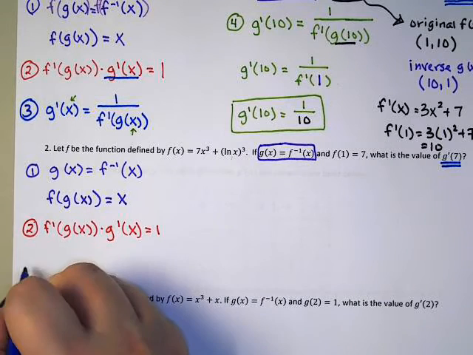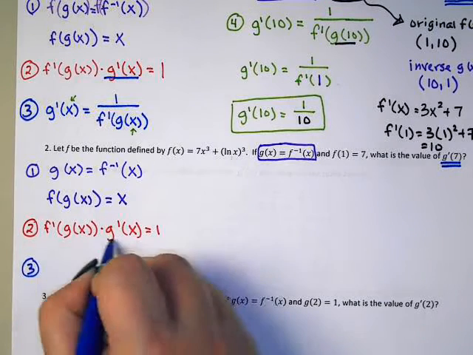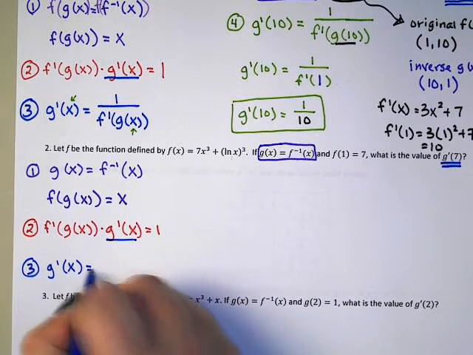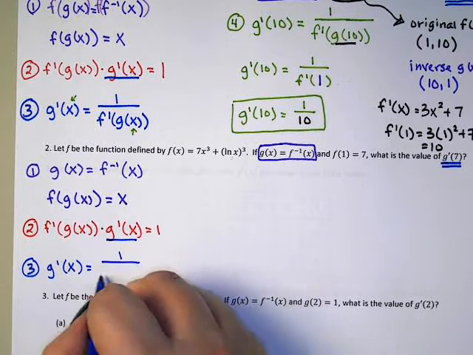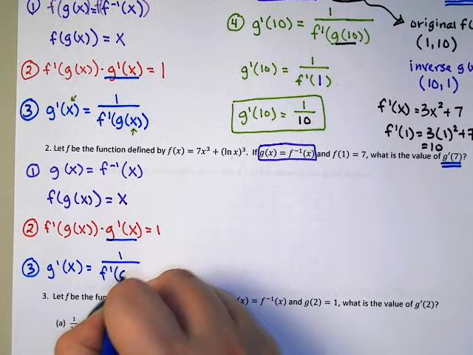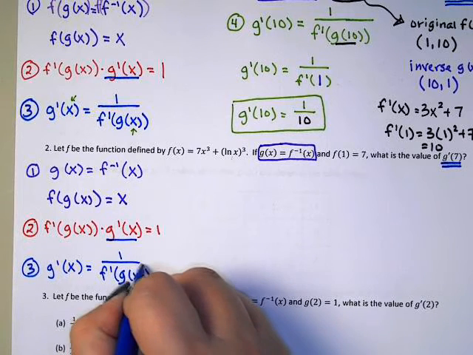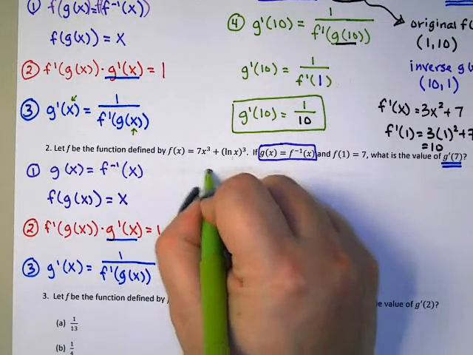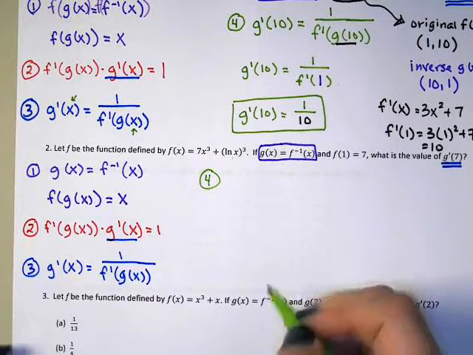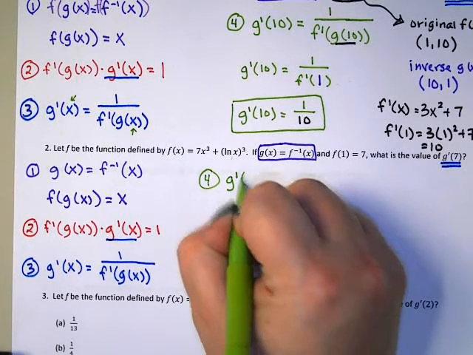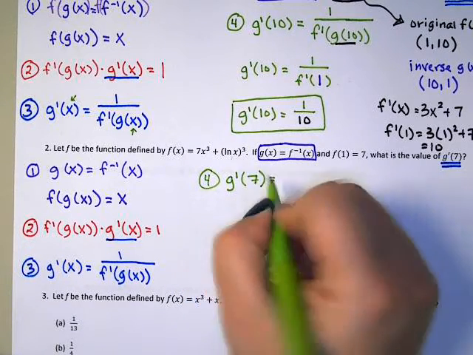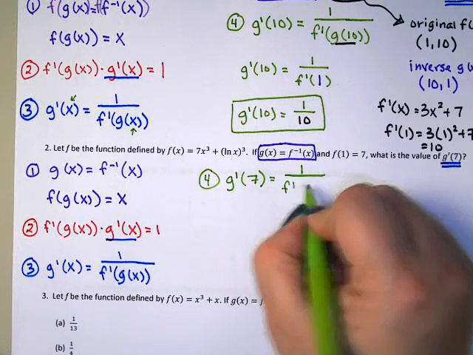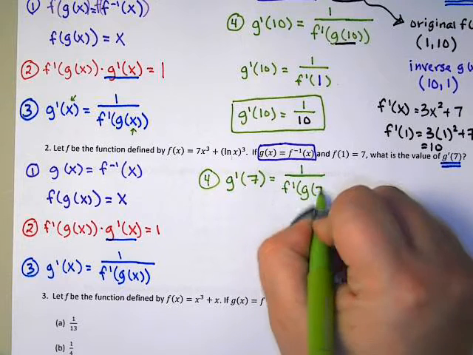Step 3 is we need to solve for g prime. We decided that's what we were looking for. So g prime of x is going to equal 1 over f prime of g of x. And step 4 means we're going to substitute in what we know and figure out what we're looking for. So if we want g prime of 7, then that means we're looking for 1 over f prime of g of 7.